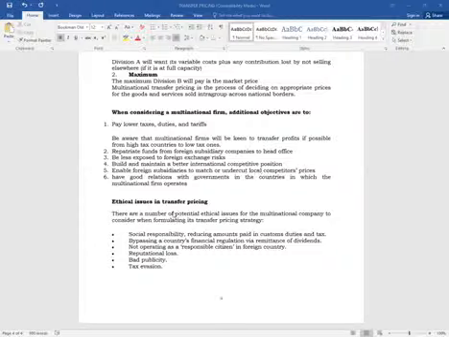Your syllabus wants us to discuss these ethical issues in transfer pricing. There are a number of potential ethical issues for a multinational company to consider when formulating its transfer pricing strategy. Number 1, the social responsibility: reducing amounts paid in customs, duties, and tax. That is quite unethical.